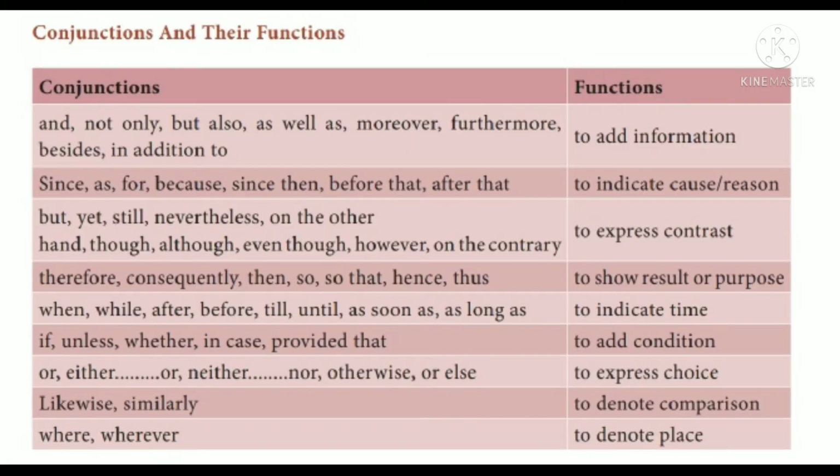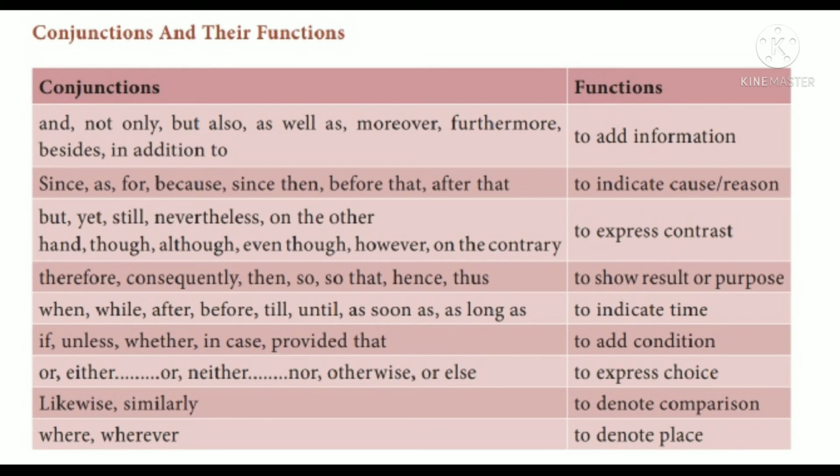Now let us see the conjunctions and their functions. See, in that tabular column, conjunctions are given on one side and their functions on the other side. In order to add information, these conjunctions are used: and, not only but also, as well as, more, furthermore, besides, in addition.